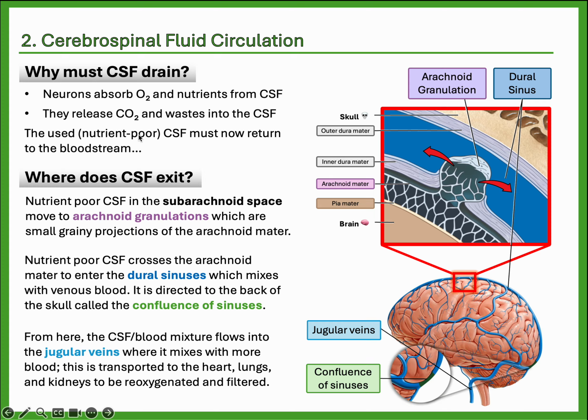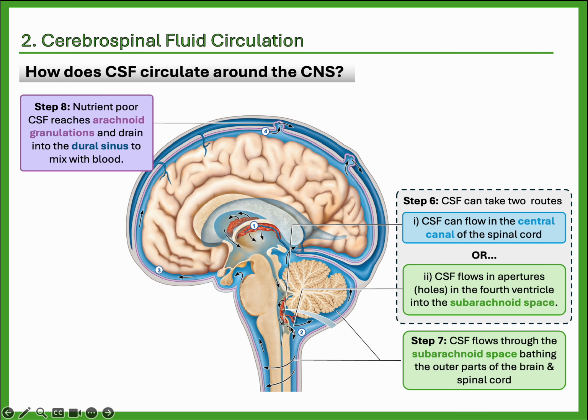the used up CSF, the nutrient poor CSF, must now return to the bloodstream, right? We need to bring it back to the heart to reoxygenate it. So where does CSF exit? Over here, you have the pia mater. You have the subarachnoid space over here, where the spider webs are. And you have this arachnoid matter, right? Nutrient poor CSF in the subarachnoid space, right? Remember, the last step that we saw was we're in this subarachnoid space going all the way back.